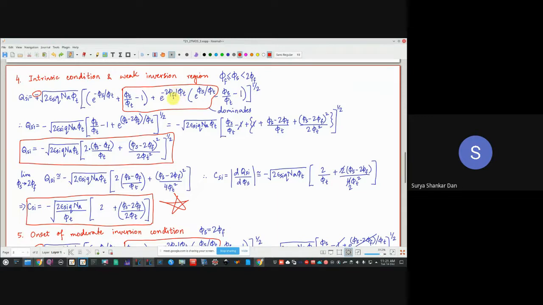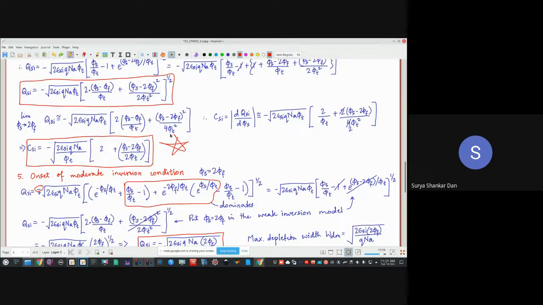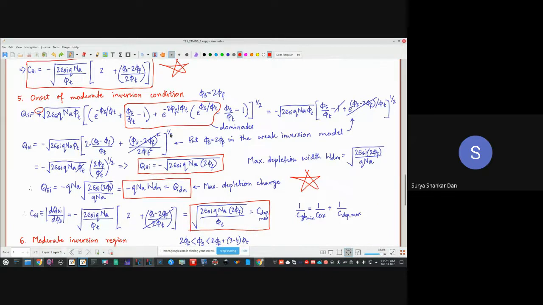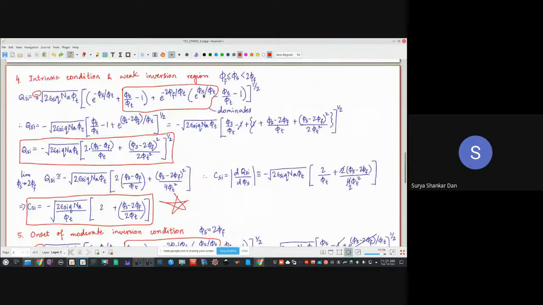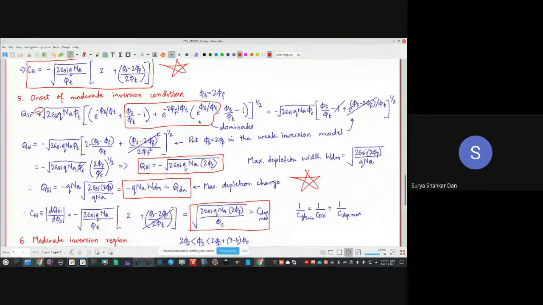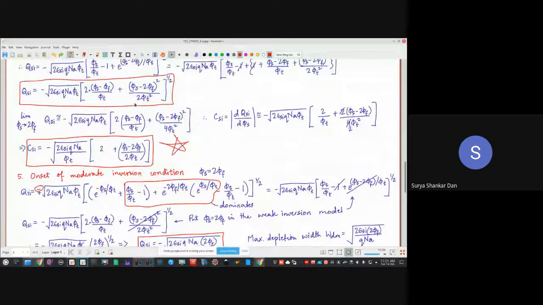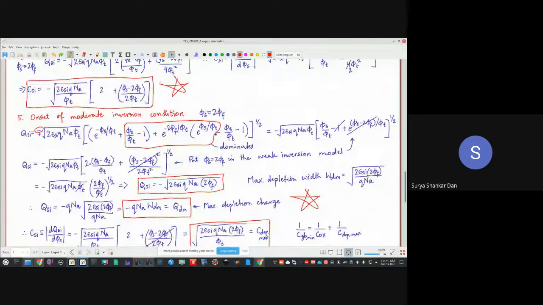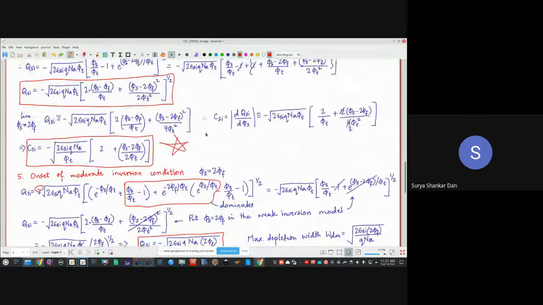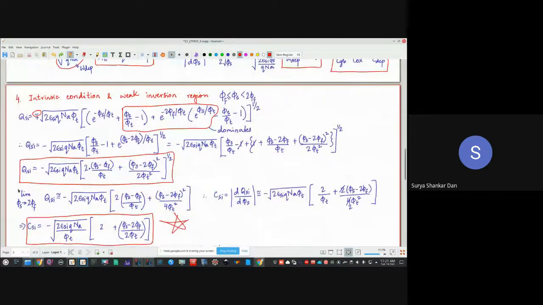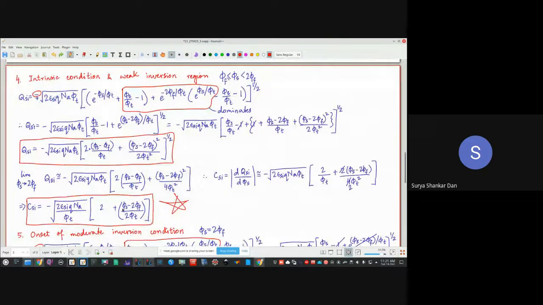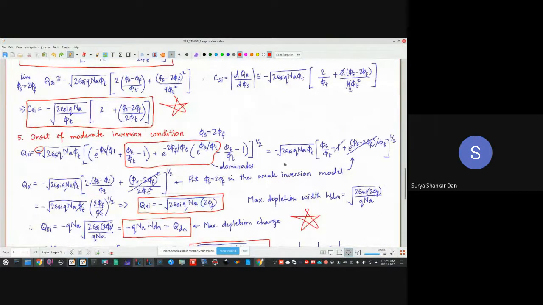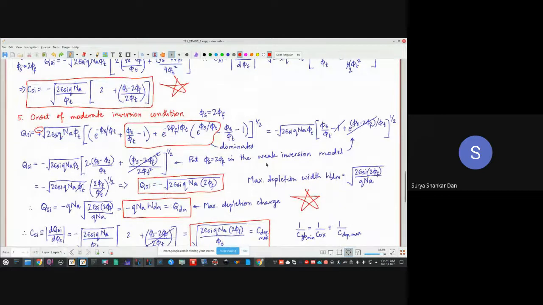Whereas if you go to number 5, if you notice here also it's the same thing which I have done here. The same terms are essentially the dominating factors. In one case I have put phi s equal to 2 phi f. In the other case I have put it as a limit. I will explain this discrepancy in the next one. I'll upload it.